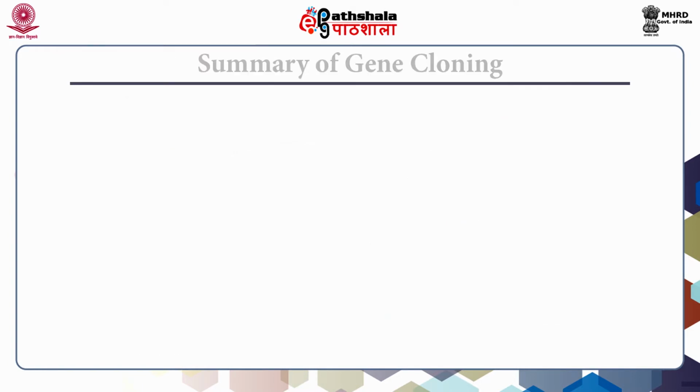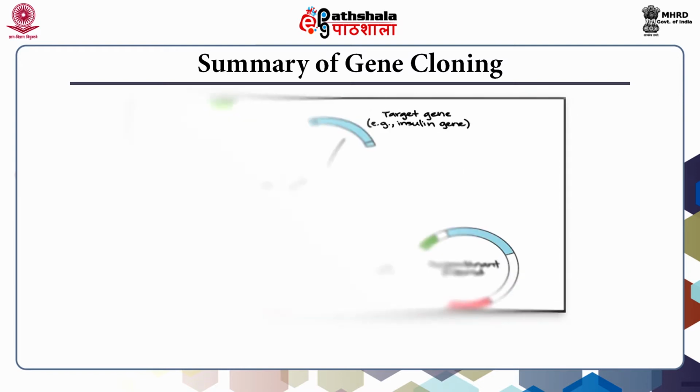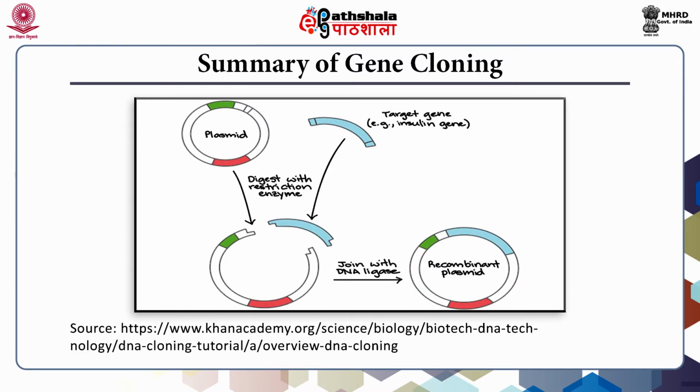This slide gives a summary of the gene cloning that we have discussed so far. The target gene, for example an insulin gene, is digested with restriction enzyme. A plasmid is also digested with restriction enzyme, and both these components are joined with a DNA ligase to form the recombinant plasmid. The recombinant plasmid is then transformed into another cell which takes up this plasmid and which can multiply, containing several copies of these genes.